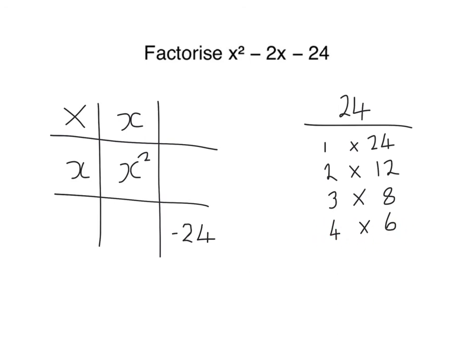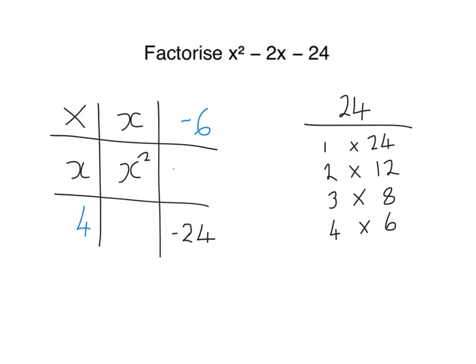So let's pop them in. So we've got 4 and we've got 6. Now I want to make negative 2. So how do I make negative 2 with those numbers? Well, it's going to have to be 4 take away 6, because that would take me to -2. 4 take away 6. Let's check that works.